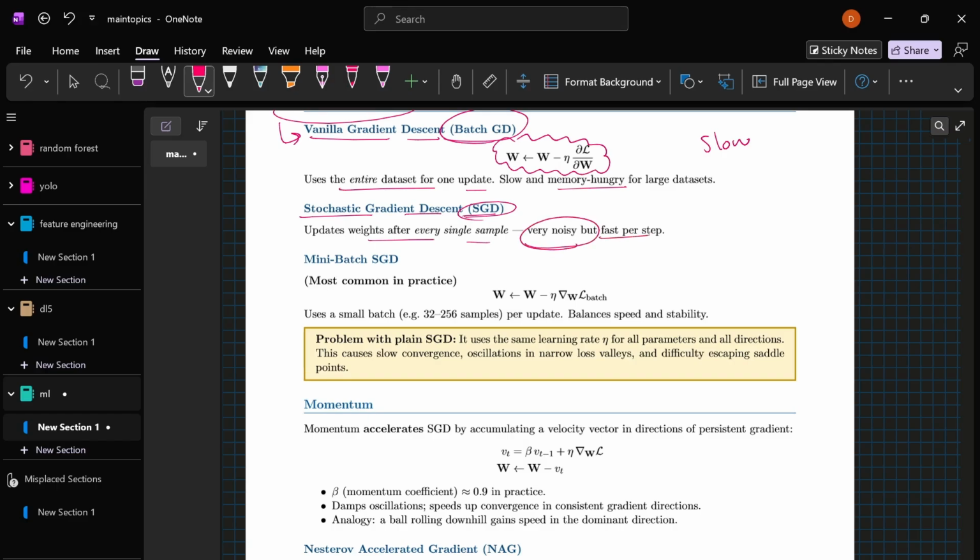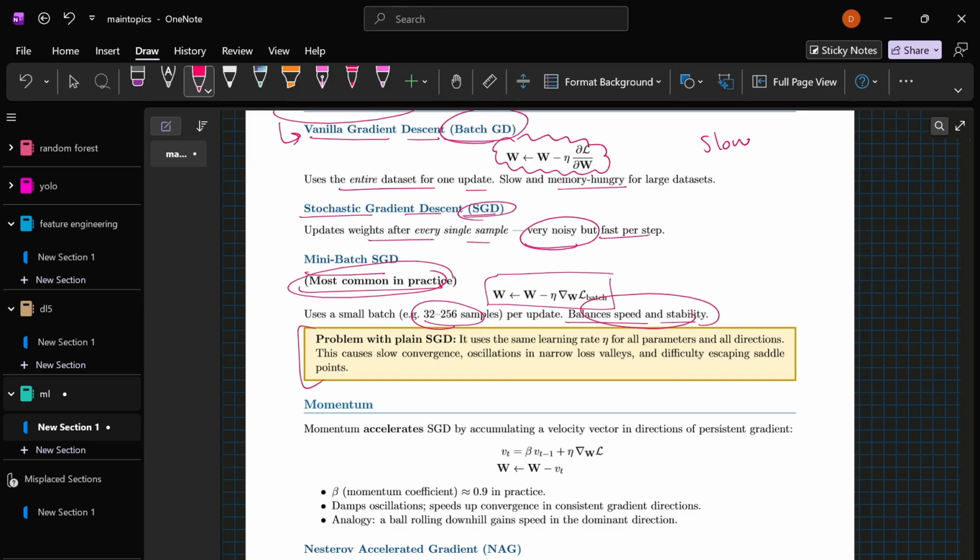The sweet spot is mini batch SGD. This is why it is used in most practical cases. Instead of the full dataset or one sample, we use a small batch, maybe 32 to 256 samples per update. It balances speed and stability really well.